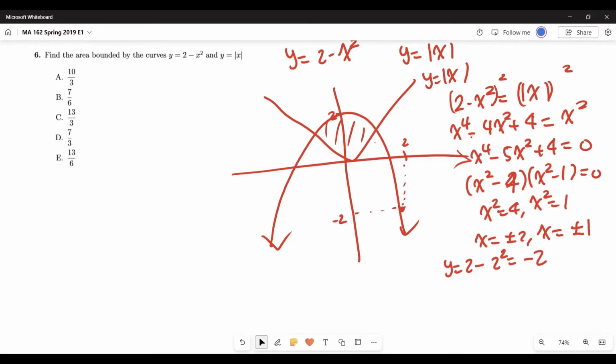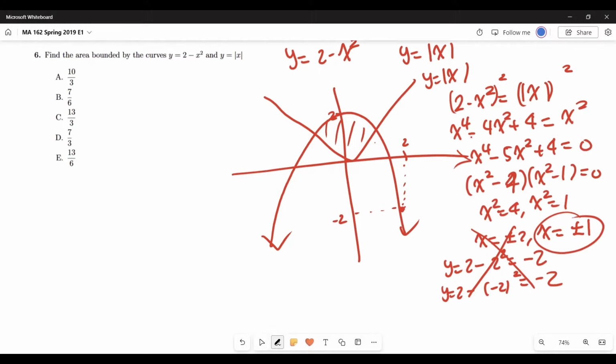Negative 2 is not actually the bound that we want. So 2 is not right. If you plug in negative 2, y equals 2 minus negative 2 squared, this also becomes negative 2, which is not greater than 0. So these are not the values that we want. We want x equals plus or minus 1 as our intervals.